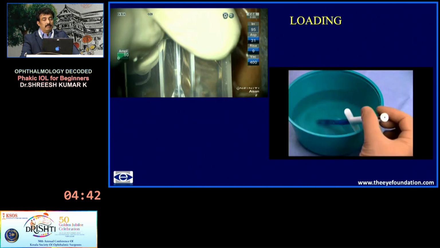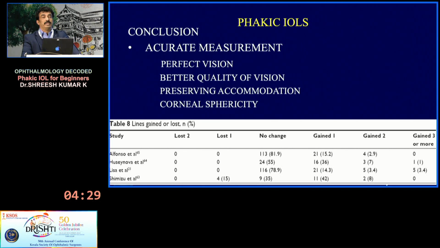Post-operatively, the best corrected visual acuity is 6/9. And the loading of these lenses is extremely important. The company people should come and demonstrate how to load these lenses, because the proper orientation of these lenses in the anterior chamber is extremely important.